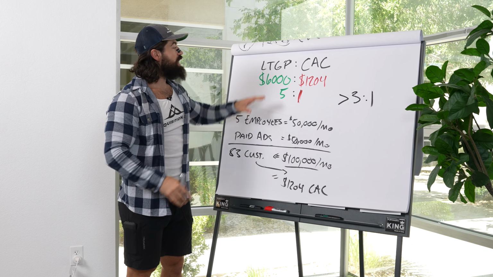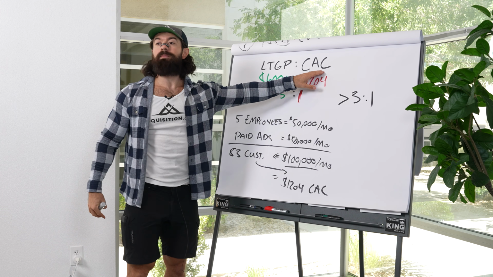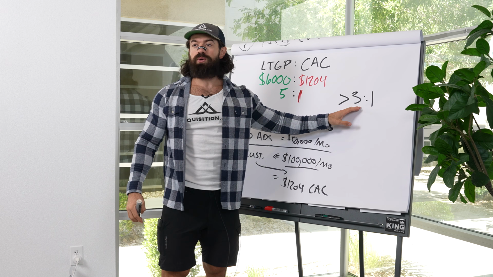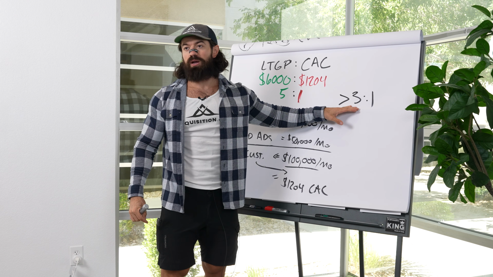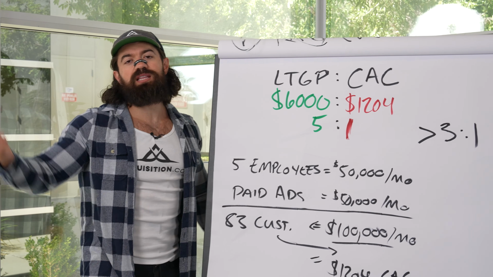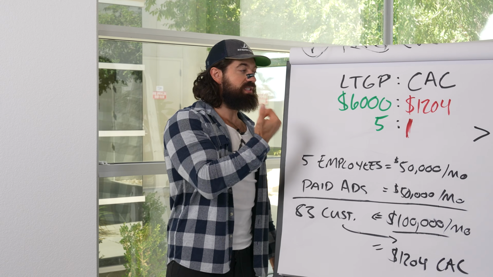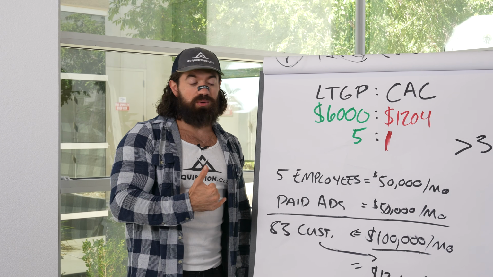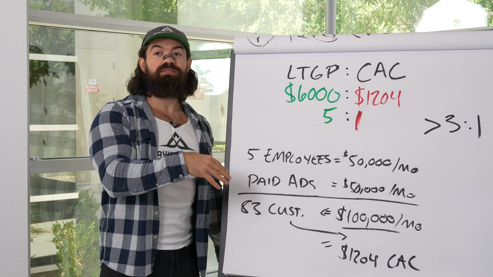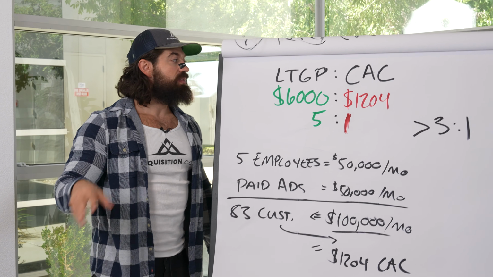Meaning your lifetime gross profit compared to how much it costs you to make that money is at least 3 times greater. Otherwise, you'll be too constrained to scale. If this is bad, I don't need to look at anything else. I can just automatically toss the business out. And if this is exceptional, I might be willing to overlook or forgive some other metrics that are coming down the line that aren't as strong.